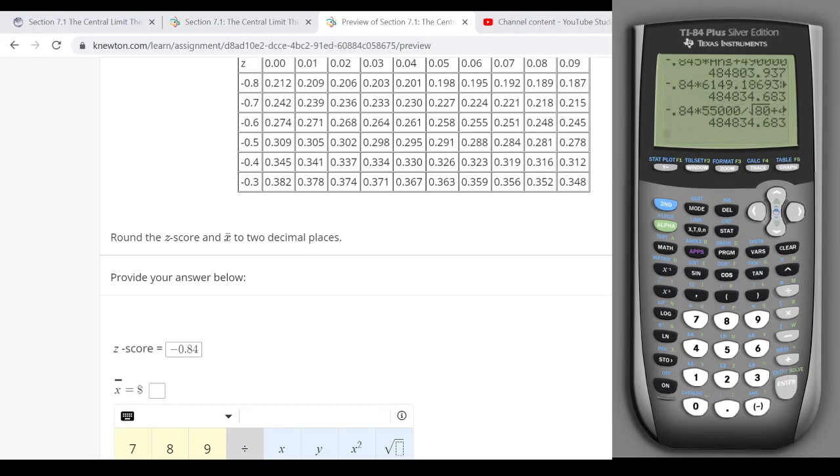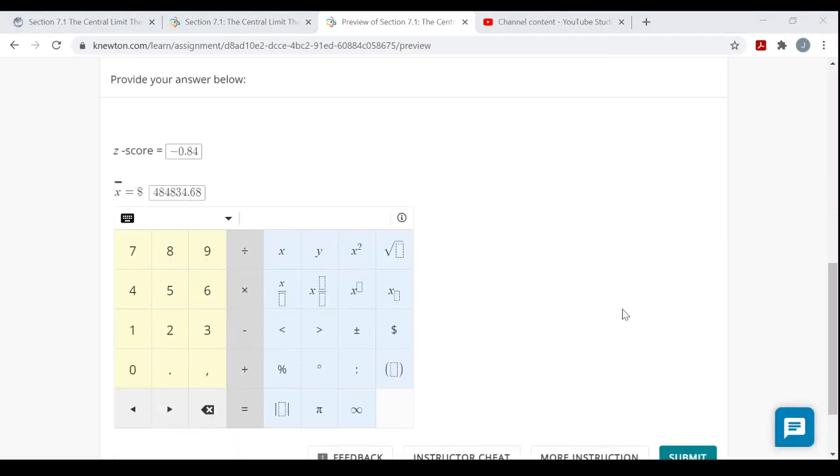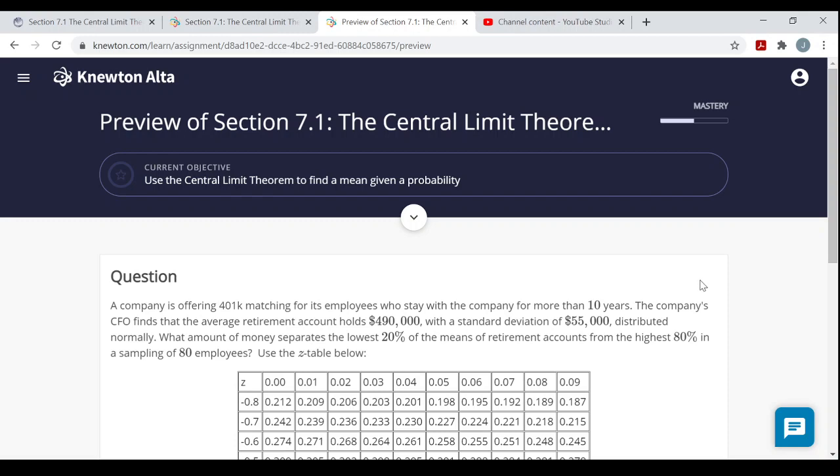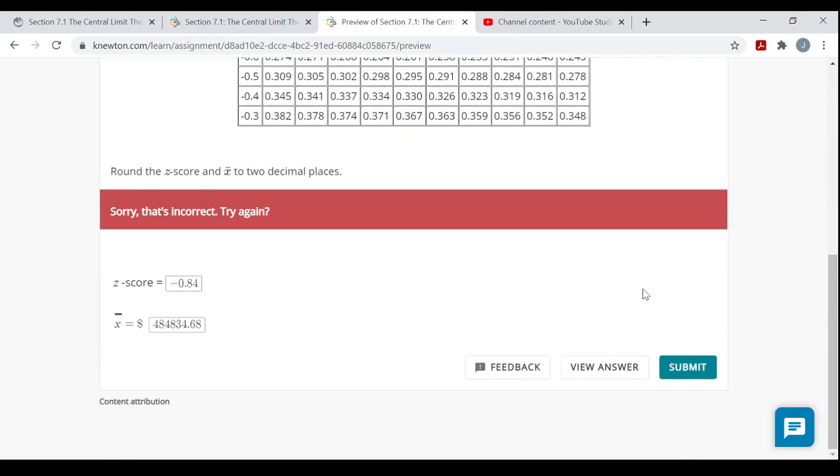All right, so that's about the same thing. So it looks like I'm going to enter here 484,834, and then two decimal places, 68. All right, hopefully that comes up correct, because there was a lot of rounding going on there. Let's see. All right, something went awry.